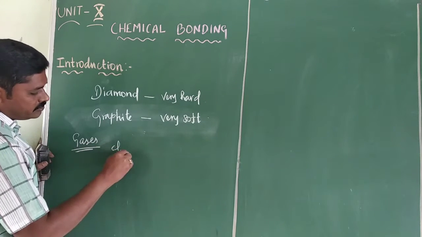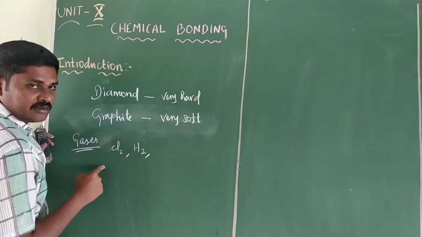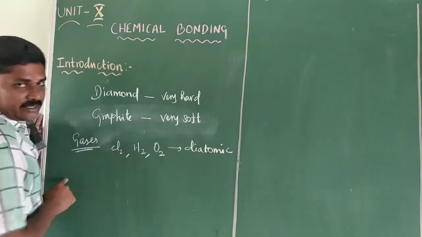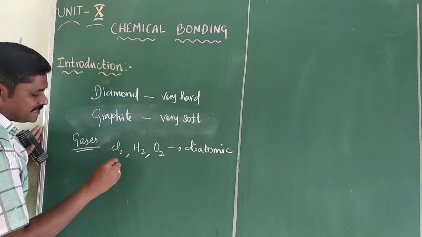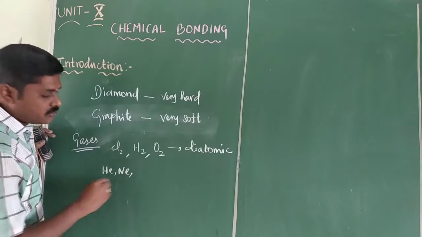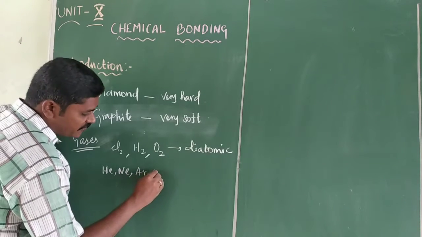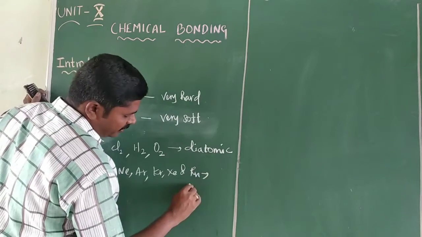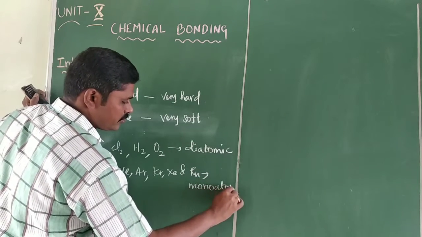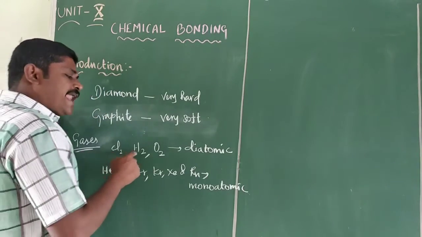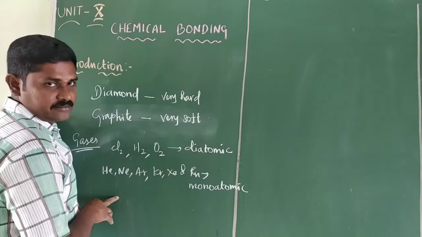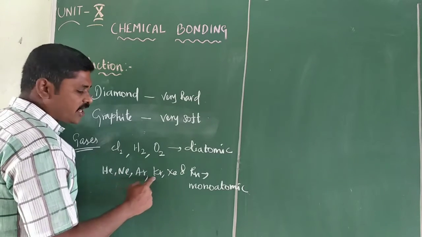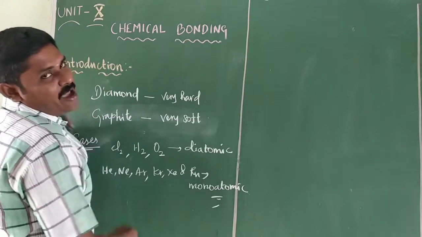Gases like chlorine, hydrogen and oxygen are diatomic molecules, while the inert gases, the noble gases like helium, neon, argon, krypton, xenon and radon, are monoatomic.